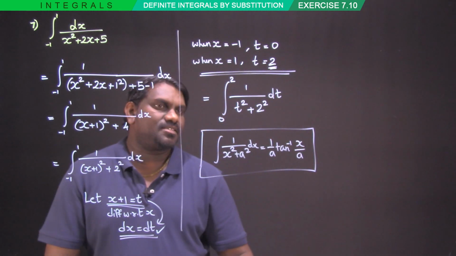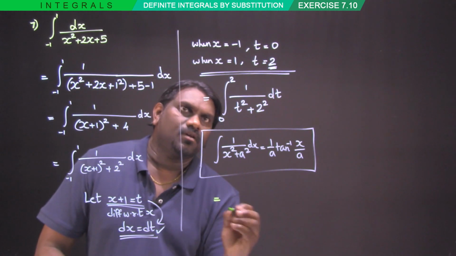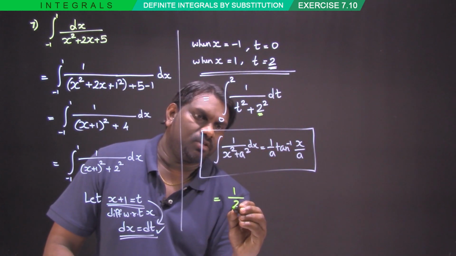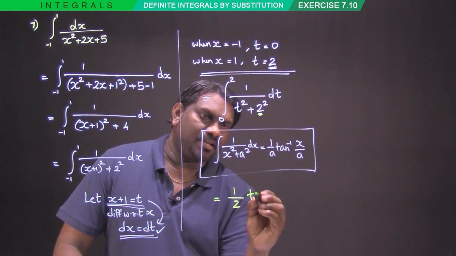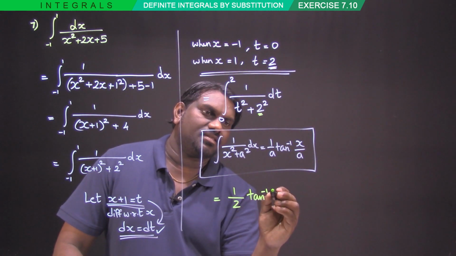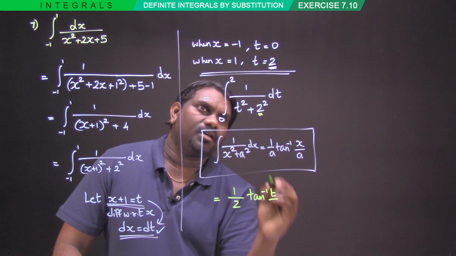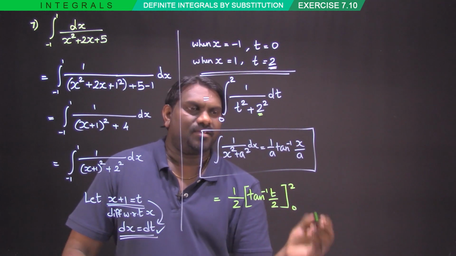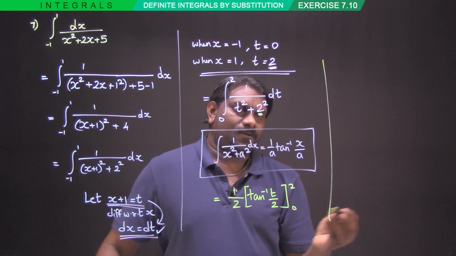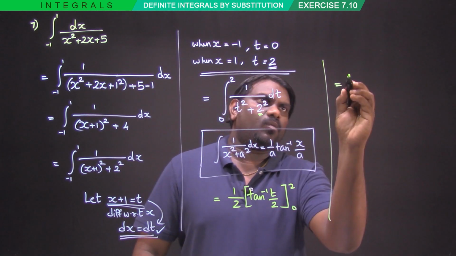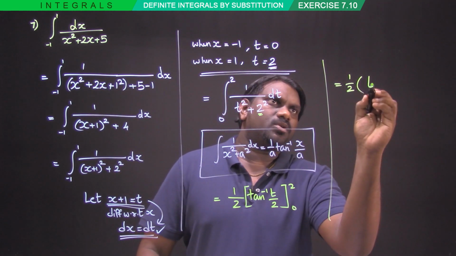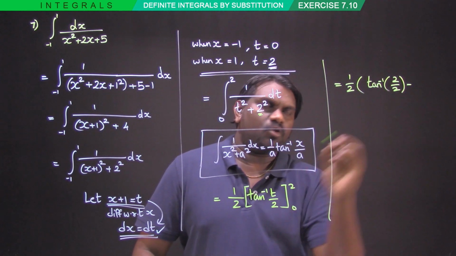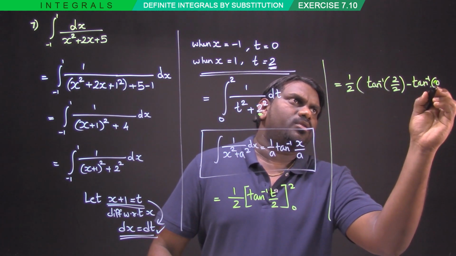Okay, so in that case, what will you get? When you integrate, this is going to be 1 by a, so 1 by 2, tan inverse t by 2. That is constant, keep it out, then 0 and 2 dear. So now just apply the limit dear. What are you going to get? 1 by 2 here, then you have tan inverse 2 by 2 minus your lower limit, which is tan inverse 0 dear.